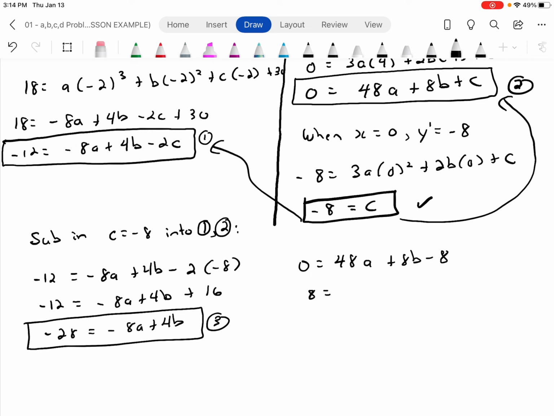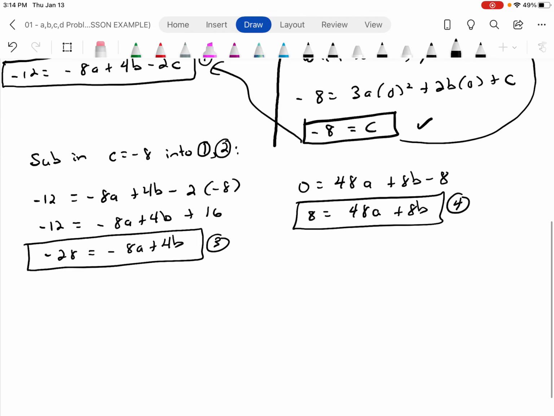And I'm going to bring that 8 over. 8 equals 48a plus 8b. And I'm going to call that equation 4. And I'm very happy about that equation as well because it's only 2 unknowns. We started out with a's, b's, and c's. Now I've got 2 equations with just a's and b's, which makes me very, very happy.